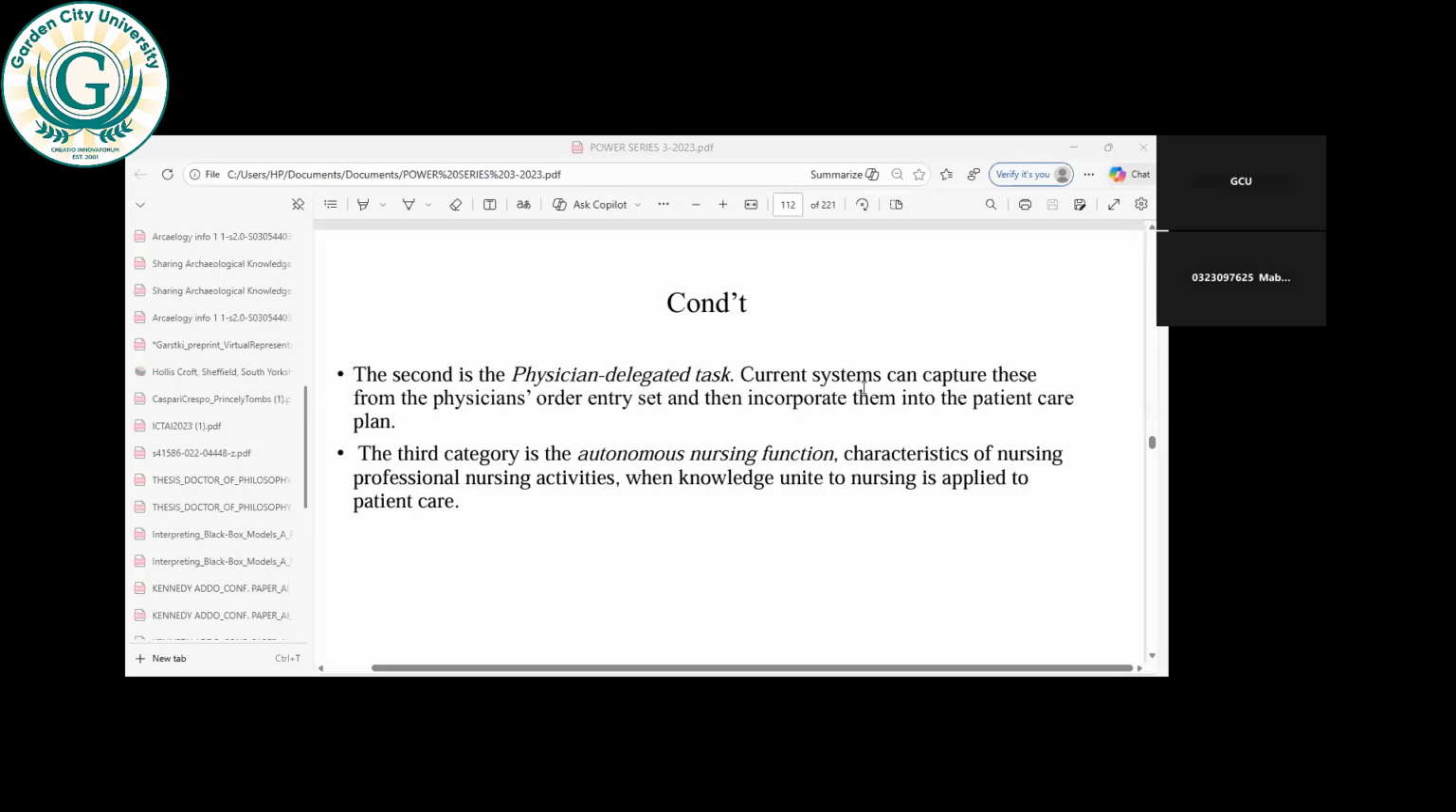So autonomous nursing, please can you restrain those who are disturbing us? Can you restrain them? I know it's getting to time, but I'll end very soon.